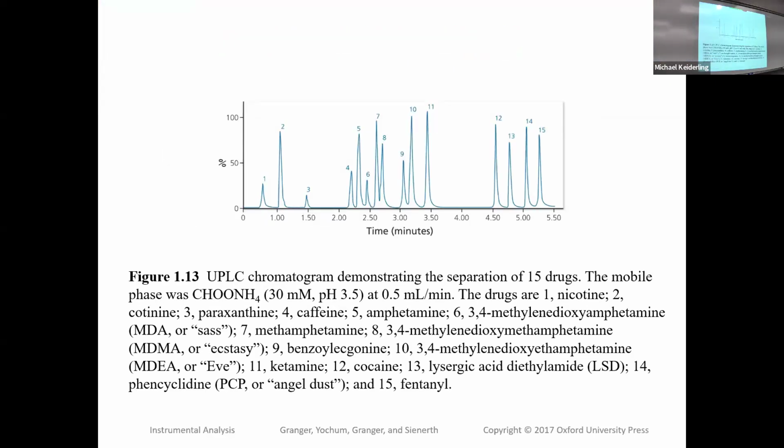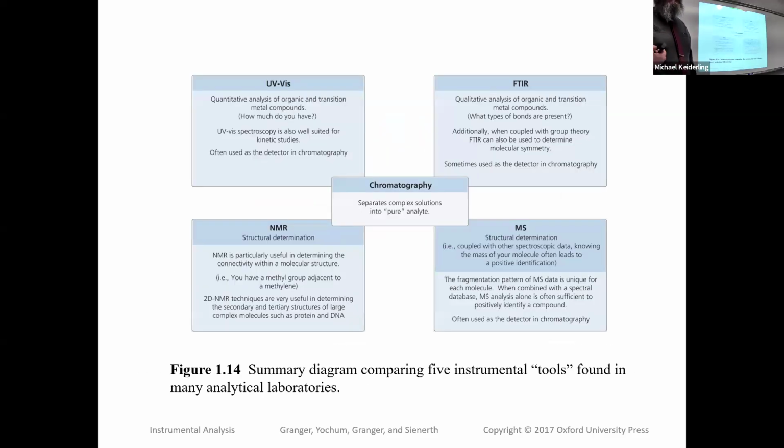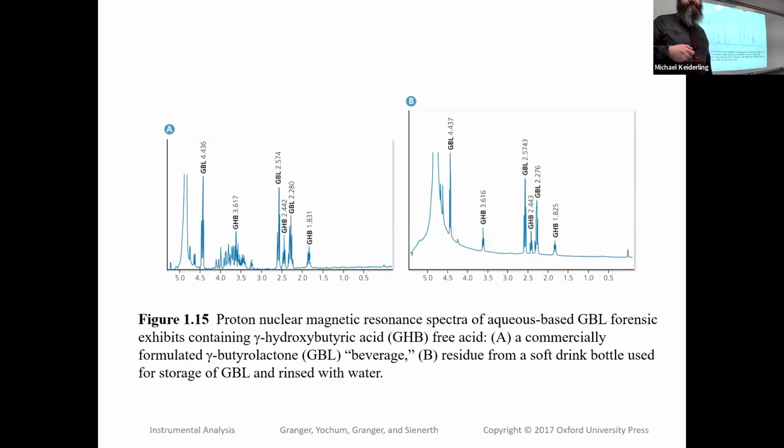And here is a chromatogram demonstrating the separation of 15 different drugs from a complex mixture. And you can see these separate out over time. Each particular component of this mixture has a separate peak. And the area of the peak corresponds to the quantity of the material, generally. And so here's sort of a summary.